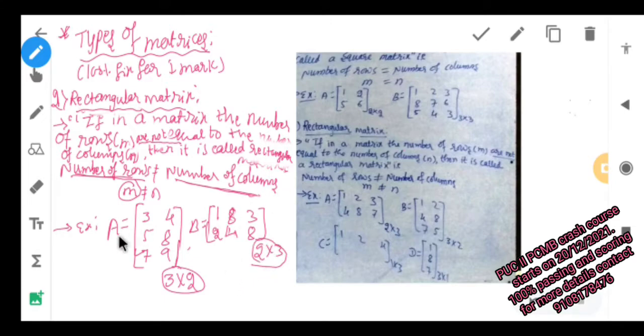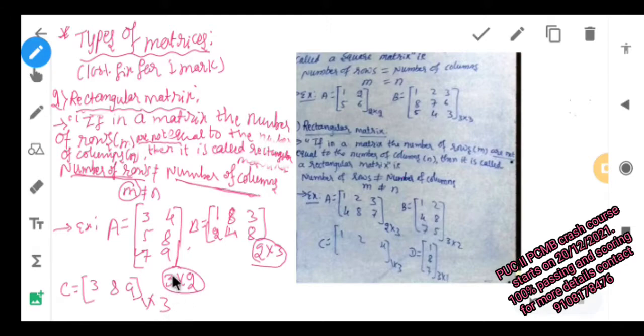So not only this, but also one more, you can consider any example. C, that is [3 8 9]. So how many rows? Only one row. How many columns? 1, 2, 3. So the order of this is 1 by 3.